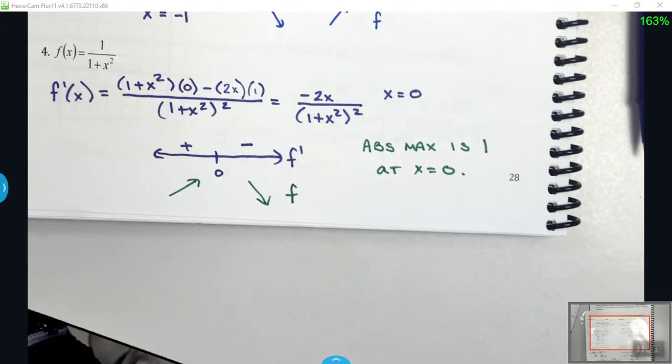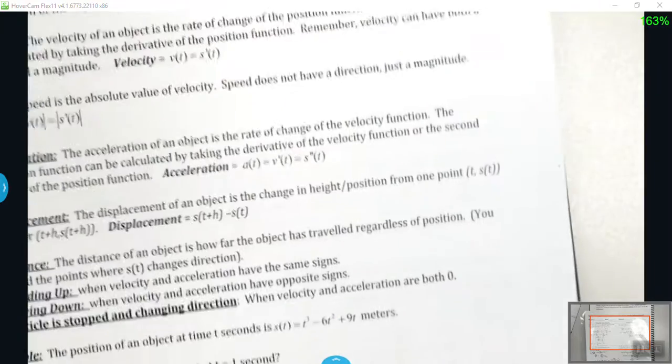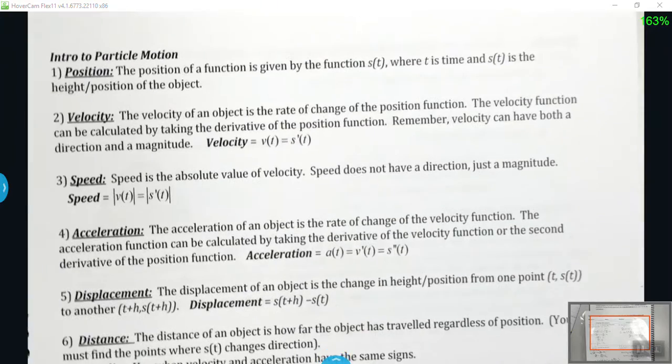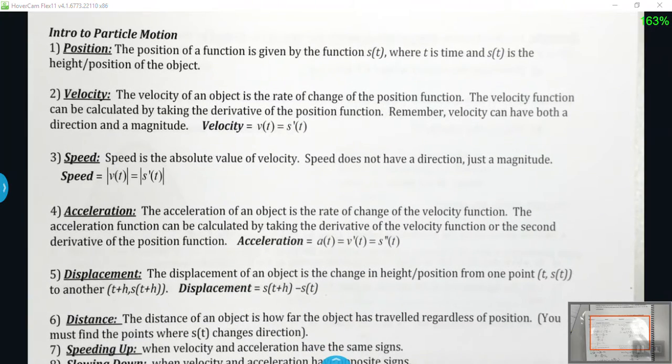All right, let's do a little physics. Okay, let me teach you some physics. This is the mathy part of physics. Position, velocity, acceleration, displacement, distance, speed.